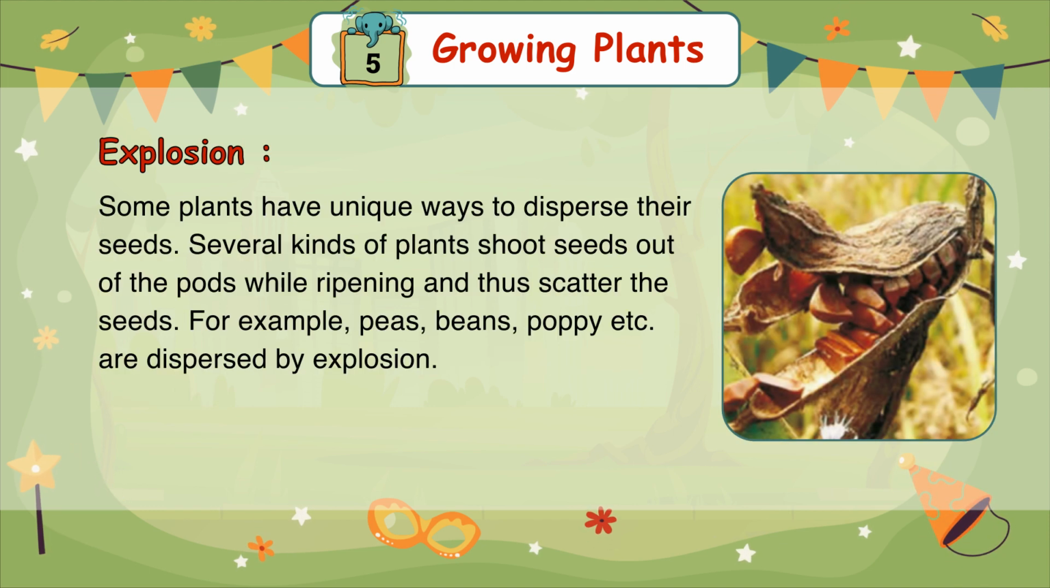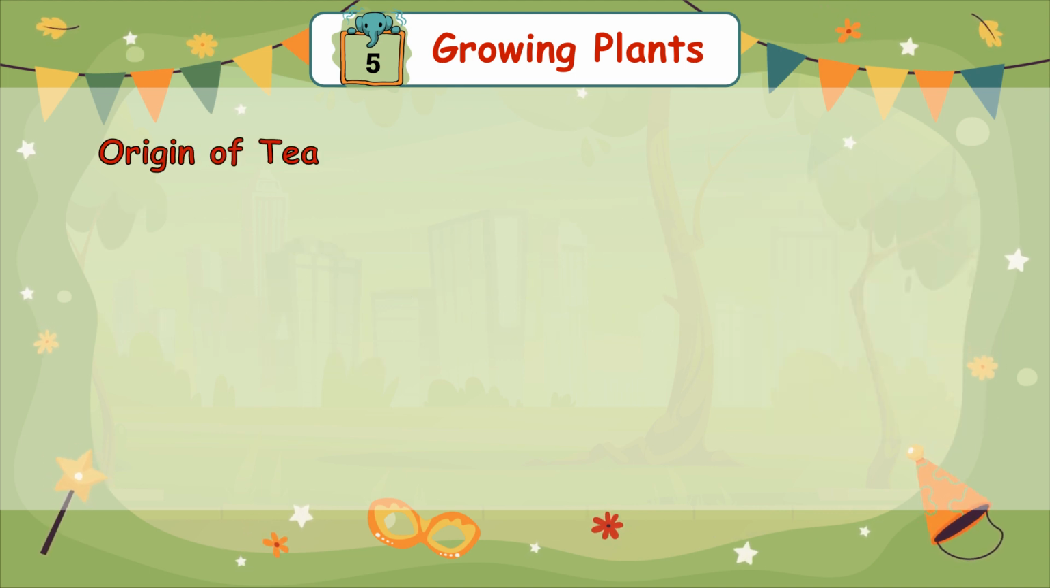Explosion. Some plants have unique ways to disperse their seeds. Several kinds of plants shoot seeds out of the pods while ripening and thus scatter the seeds. For example, peas, beans, poppy, etc. are dispersed by explosion.